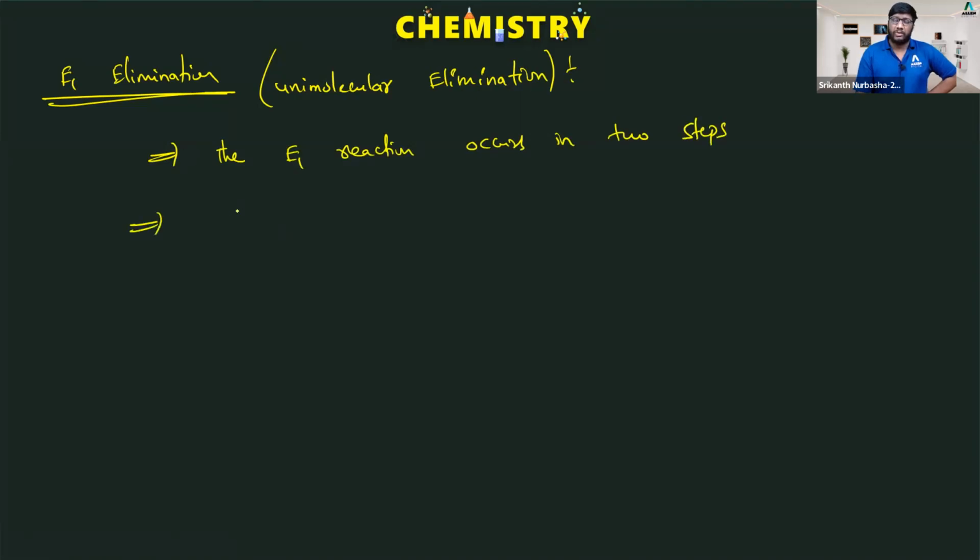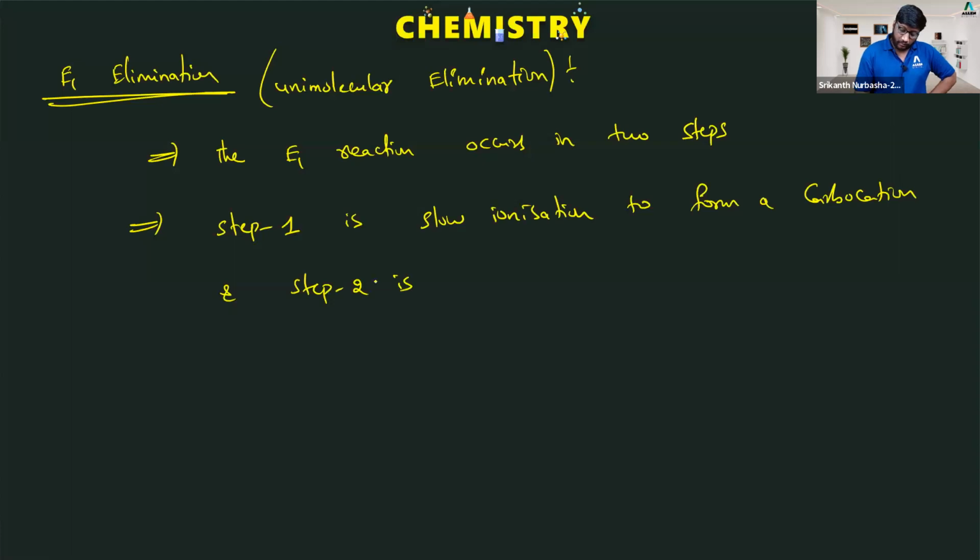Step 1 is slow ionization to form a carbocation. And step 2 is attack of base to pick up a proton and form an alkene.